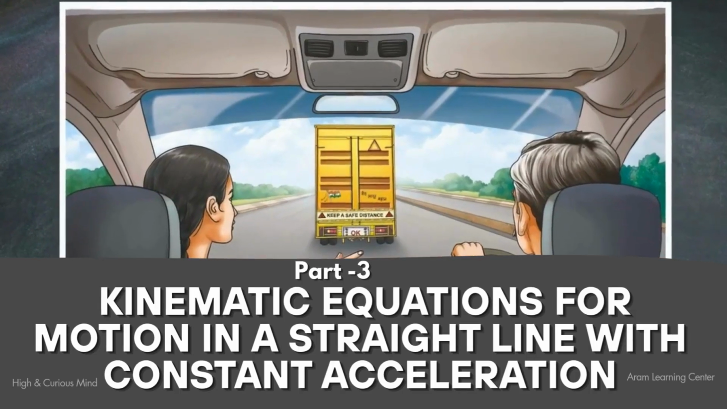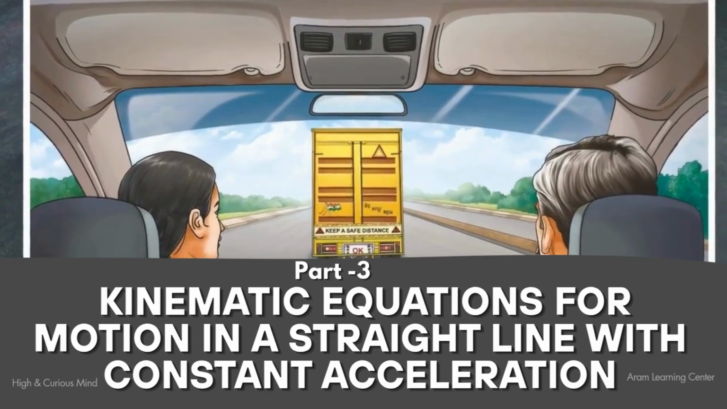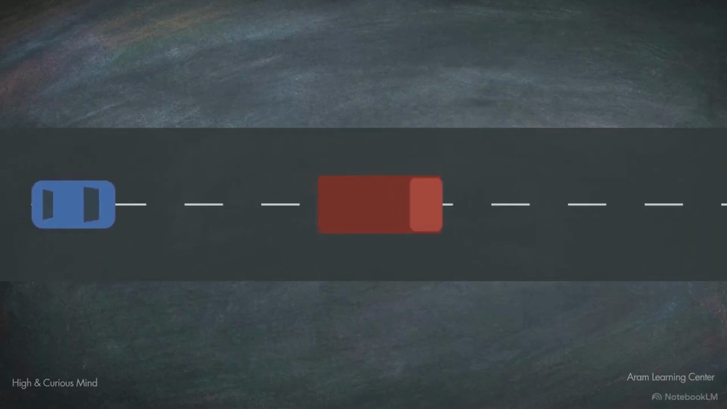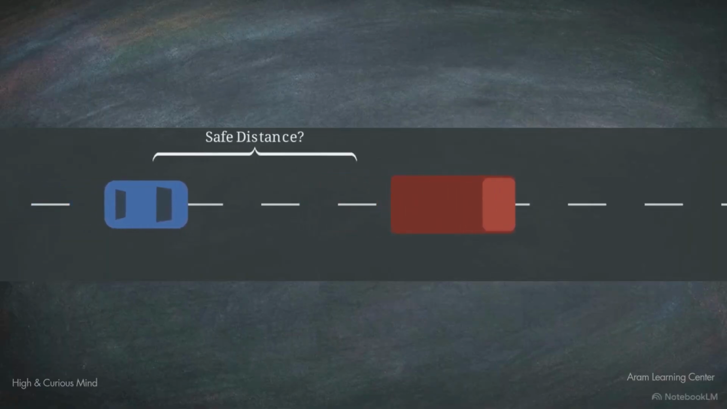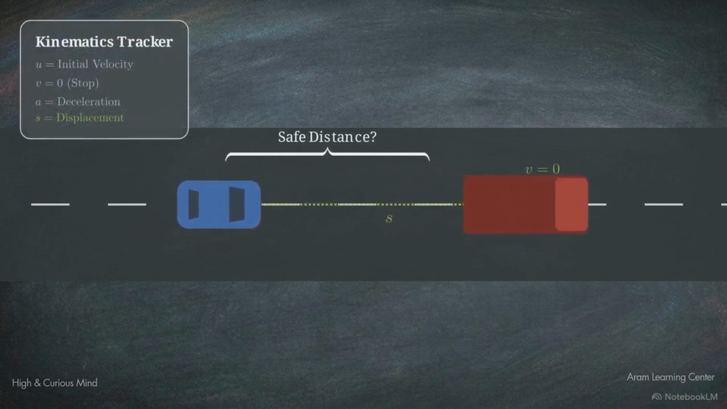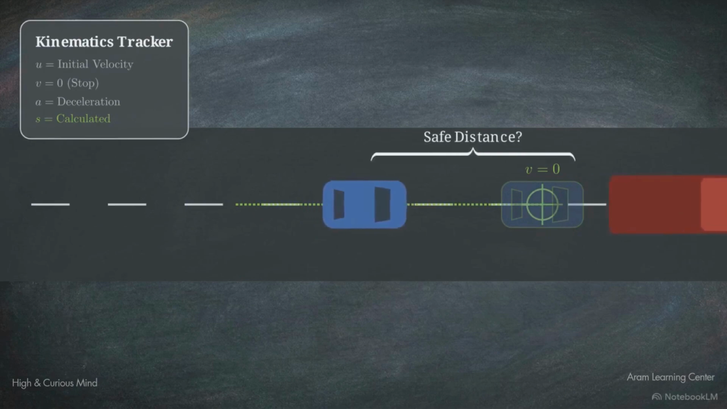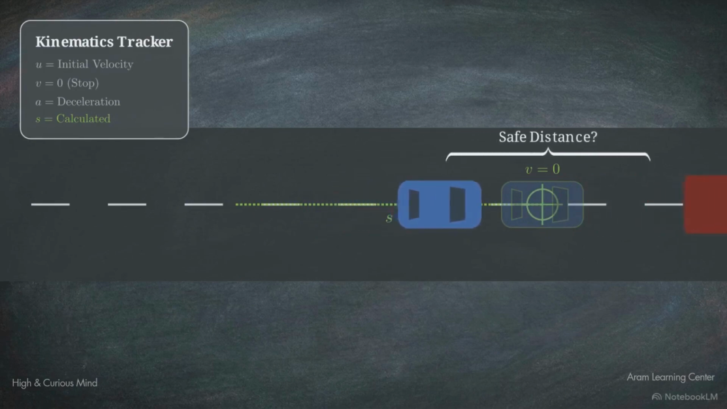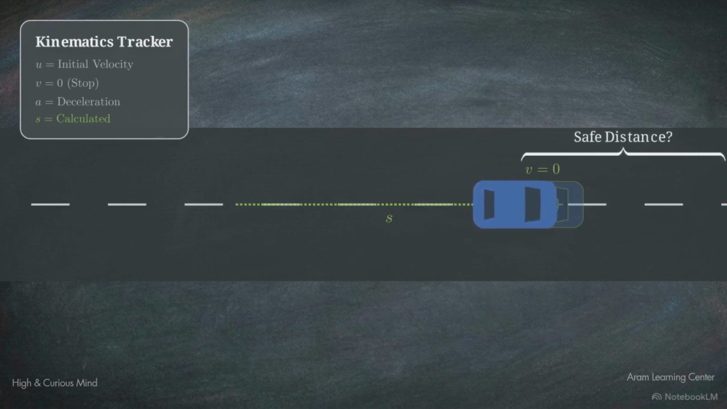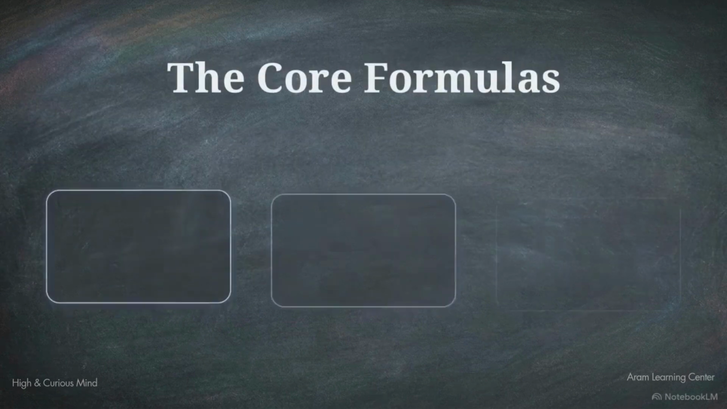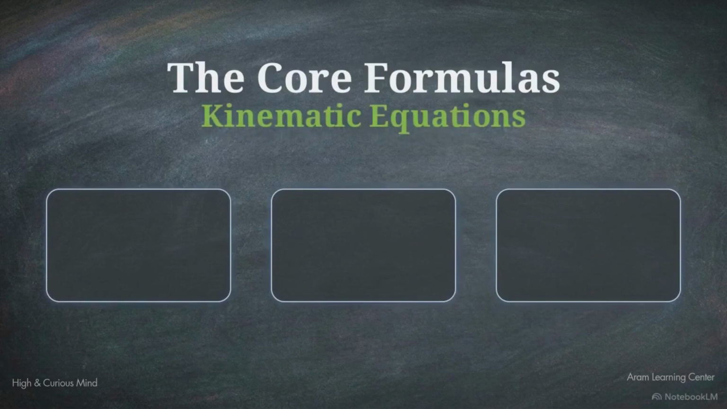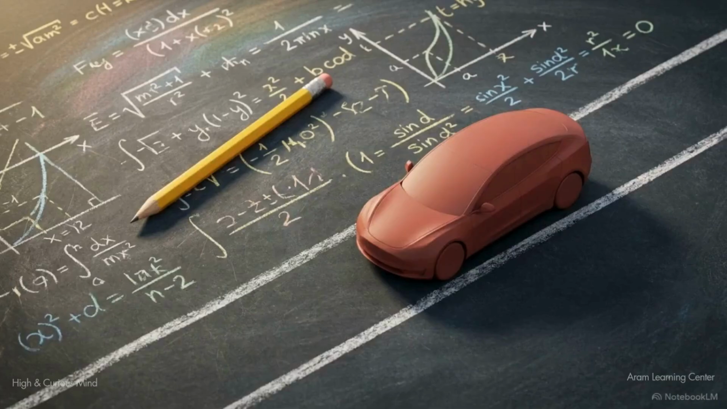Imagine you're driving down a highway, and the truck in front of you suddenly hits the brakes. To avoid a collision, you have to know exactly how far your car will travel before coming to a complete stop. By tracking just a few details about your current motion, we can calculate your exact future position. We do this using 3 specific formulas, known as the kinematic equations. These equations allow us to calculate the missing pieces of any straight-line motion problem on a physics exam.